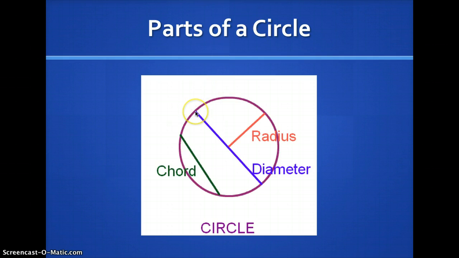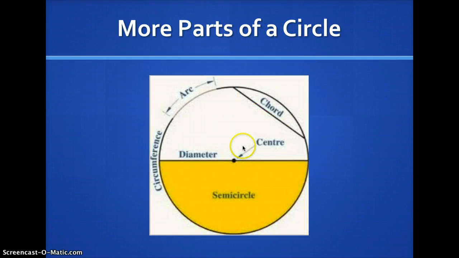So it goes from the outside of the circle to another point on the outside of the circle, but it crosses through the center. Then half of the diameter would be called the radius, which goes from the center point to any point on the outside of the circle. Some other parts you have are the center and the semicircle, so those are your half circle.